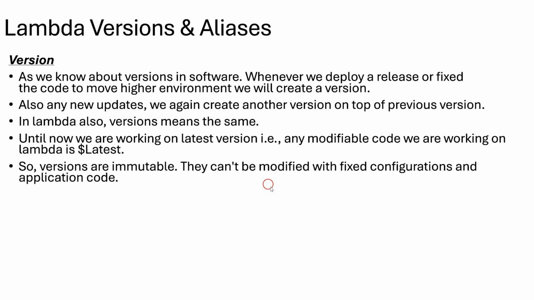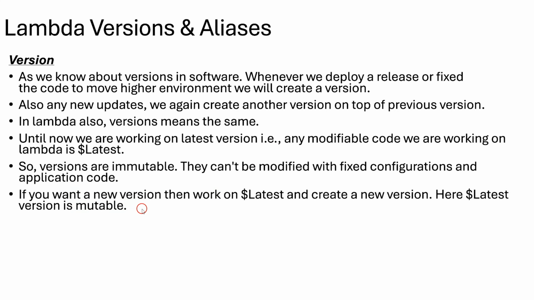After that, if you want to create a new version, you need to work on the $LATEST code. In the $LATEST code you can modify the code, maybe remove the provisioned concurrency, maybe increase the timeout, whatever changes you make, and again you will create another version. Okay, likewise versioning works in Lambda. If you want a new version, then work on $LATEST and create a new version. Here the $LATEST version is mutable. So in Lambda, $LATEST represents the mutable code where you can edit and create versions on top of it.